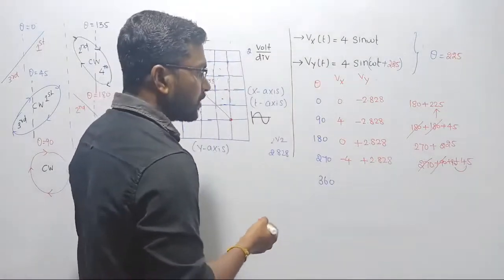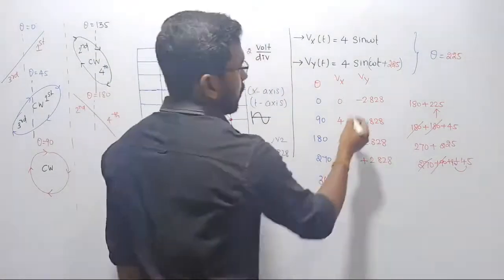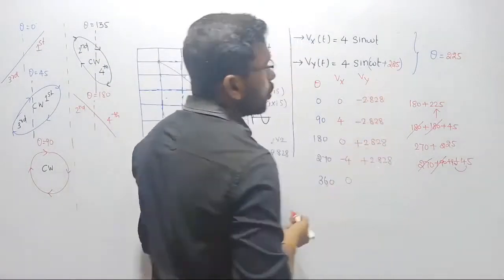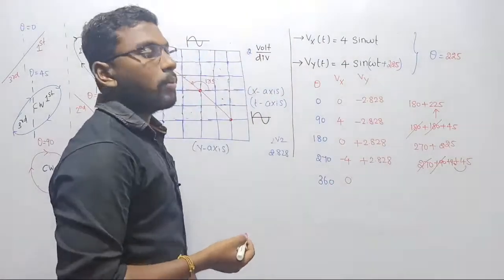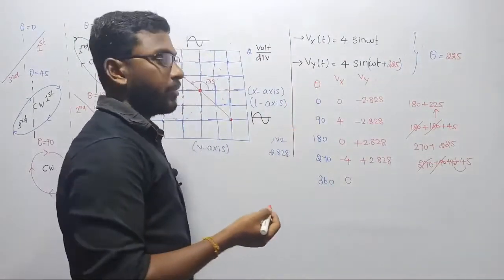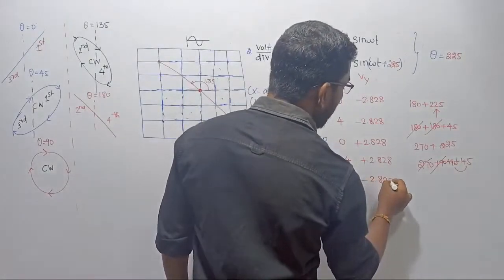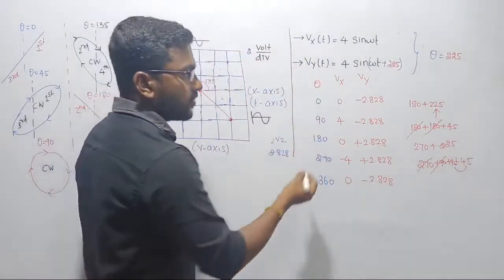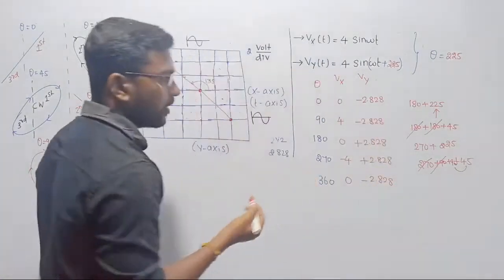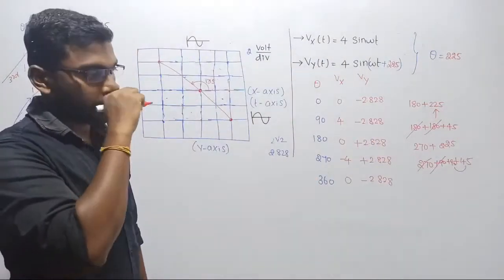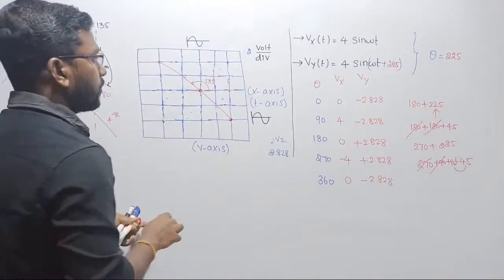At 360, sin 360 is 0. Here 360 means 0 only. 0 plus 225 will become minus 1 by root 2. Minus 1 by root 2 into 4 will become once again minus 2.828. I told you 0 degree is equal to 360 degree, so whichever data we are getting here, the same data will be displayed at 360 degree also, right? Coming back to the screen of the CRO.